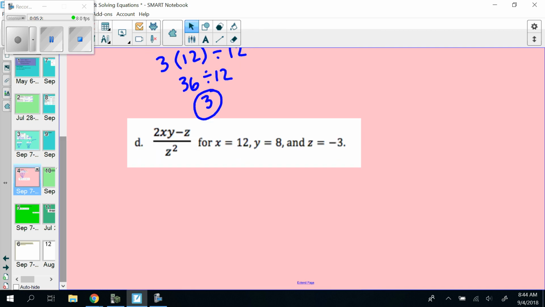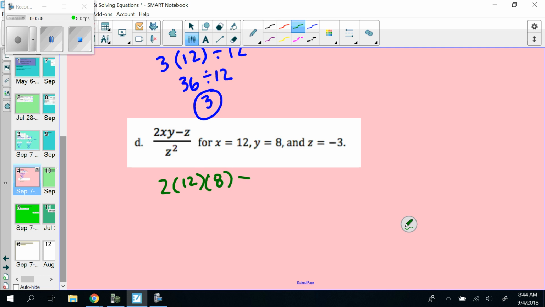Okay, on D, again, we want to substitute. So first step, put all those numbers in. So we're putting in 12 in for the X. We're putting 8 in for the Y, minus -3 in for the Z. And here we got the same variable on the bottom, so we're also putting the same number in there. Okay, so now looking at this, we do have some parentheses. They're all evaluated. Okay, so then we look for the next thing.